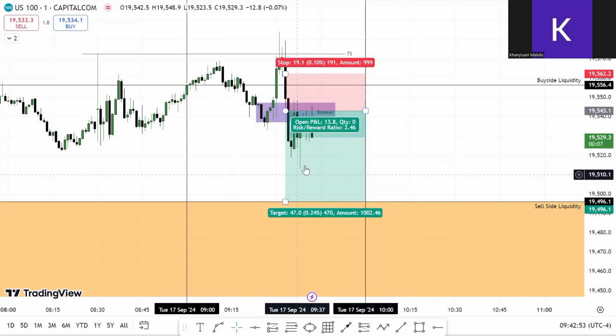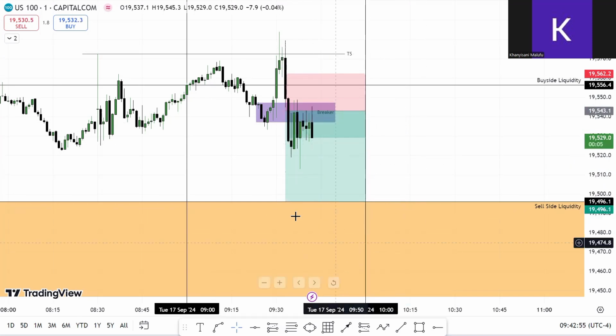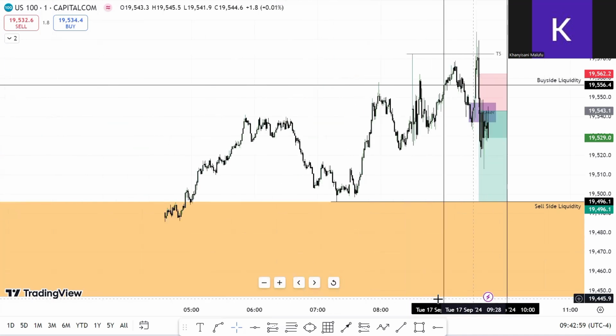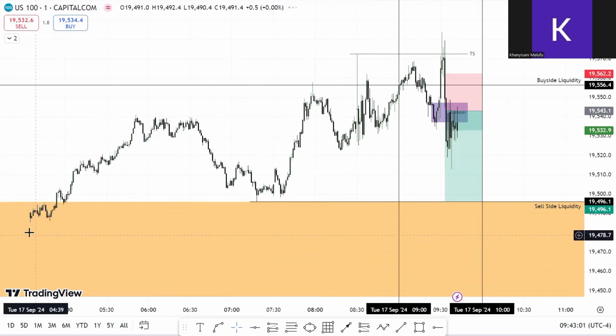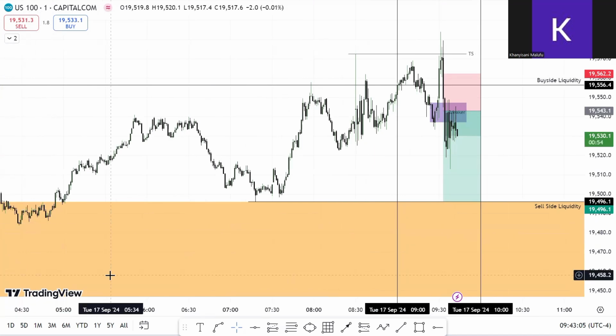So I really want to see a lot of speed to this sell side. That would be it for this. And let's see how the sell side is here. Okay, sell side. It is still here.